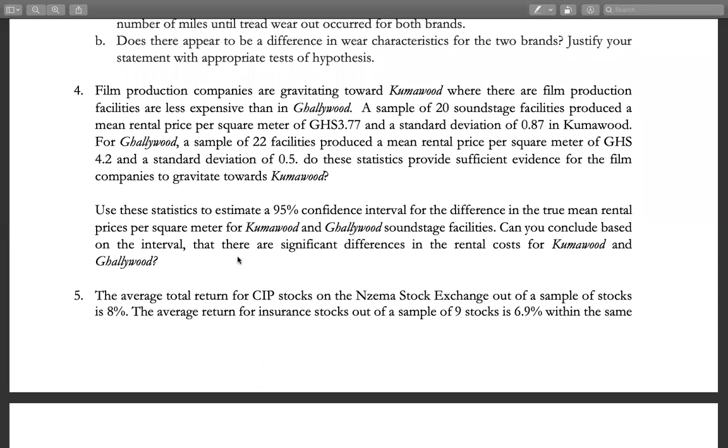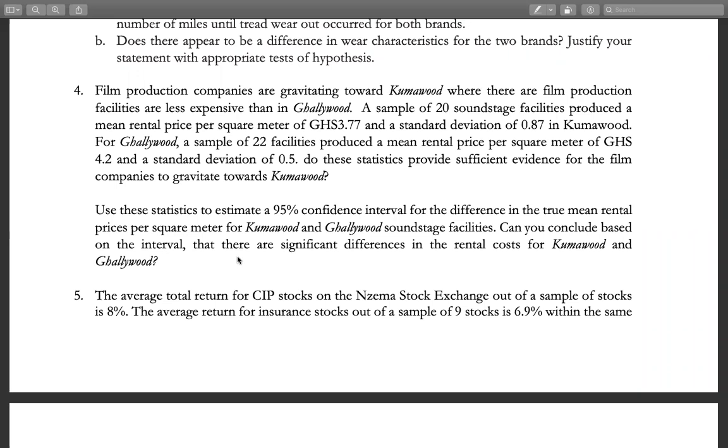Number 4. Film production companies are gravitating toward Kumawood, where the film production facilities are less expensive than Gollywood. A sample of 20 soundstage facilities produces a mean rental price of 3.77 and a standard deviation of 0.87 in Kumawood. For Gallywood, a sample of 22 produced a mean rental price of 4.2 and standard deviation of 0.5. Do these statistics provide sufficient evidence for the film companies to gravitate towards Kumawood?